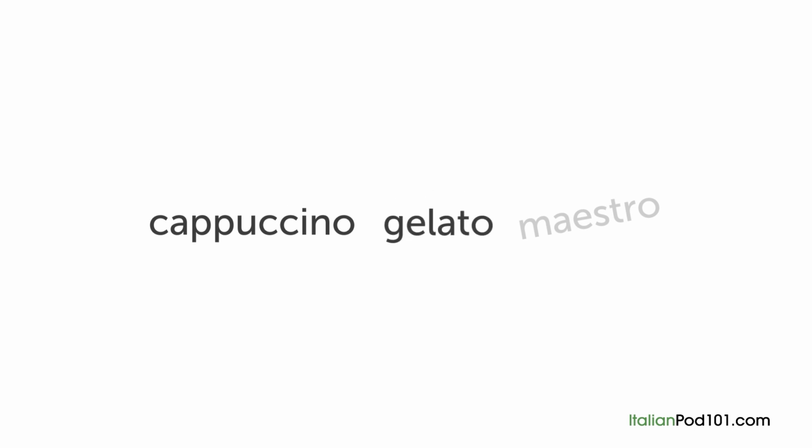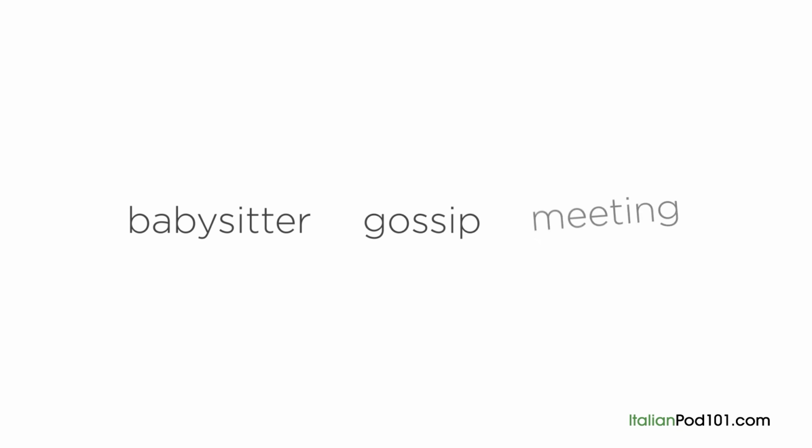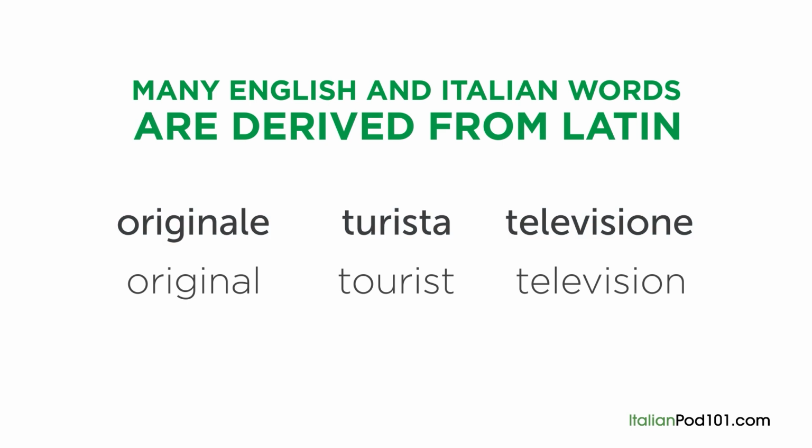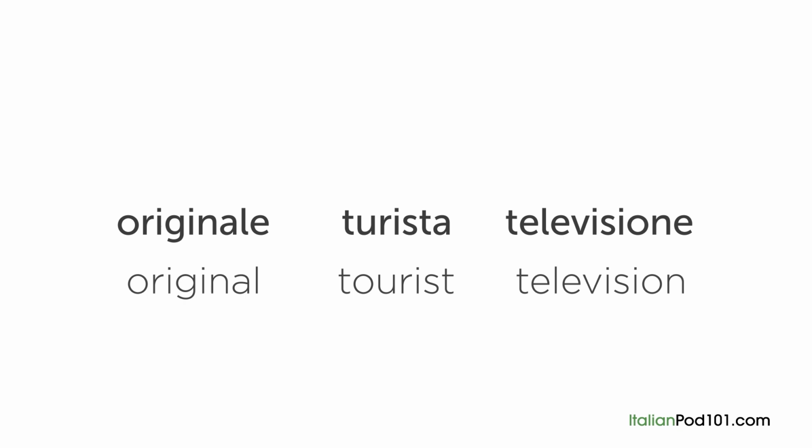Cappuccino, gelato, maestro. These are all English words of Italian origin. The reverse also applies. Nowadays, Italian speakers use a lot of English words in everyday conversation. Babysitter, gossip, meeting. Many English and Italian words are derived from Latin. This means that there will be many words you'll be able to easily recognize. Originale, turista, televisione. See, they're very similar.